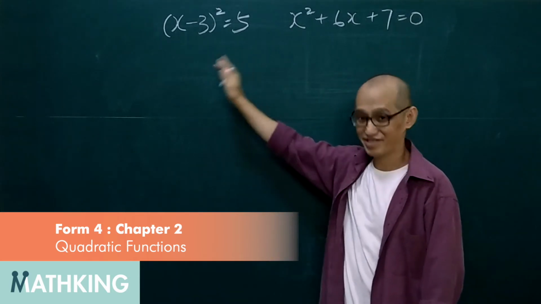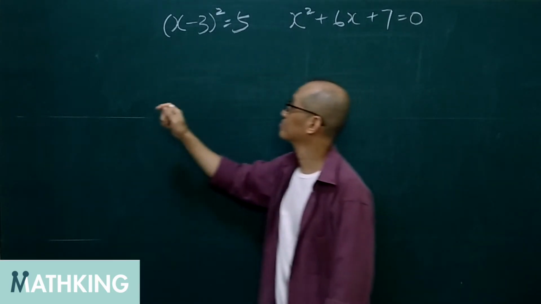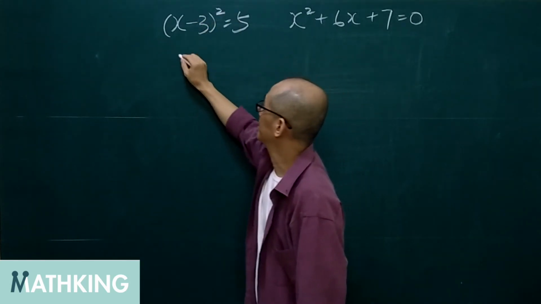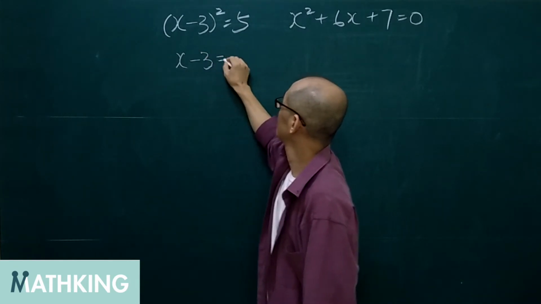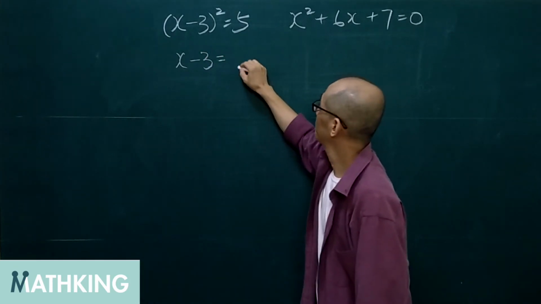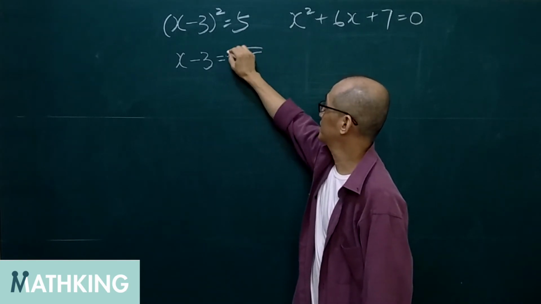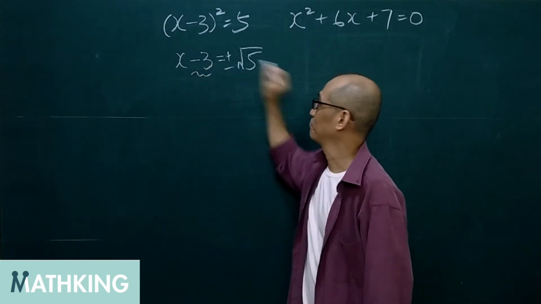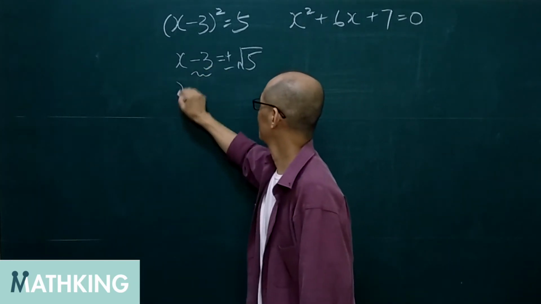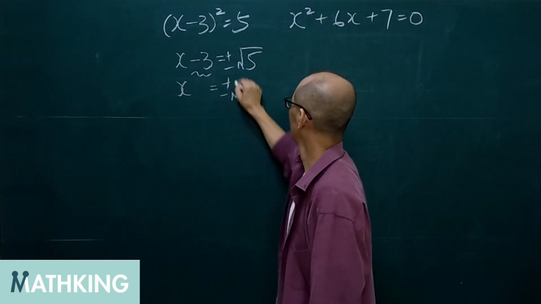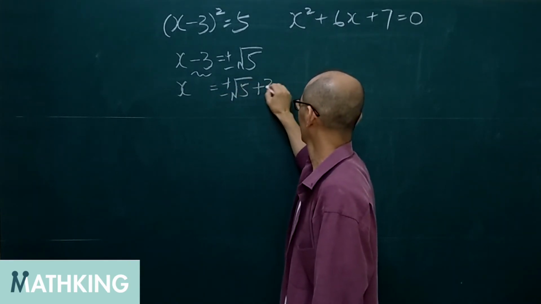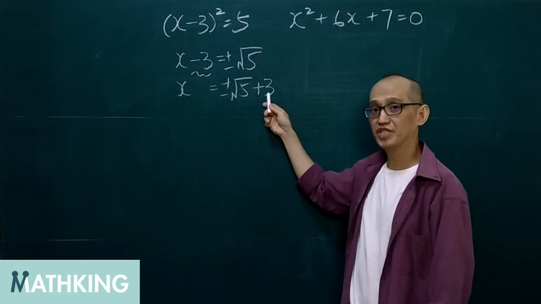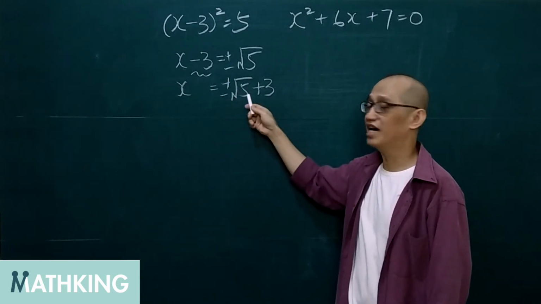First, we can take the square root of both sides. Square root of square, we get x minus 3. And then here it is plus or minus. After that, we are going to move this one to the right hand side. And we get the answer. Square root of 5 plus 3, or the negative square root of 5 plus 3.